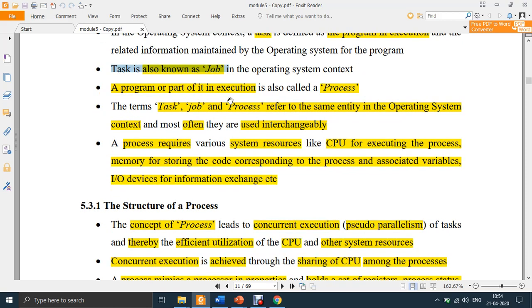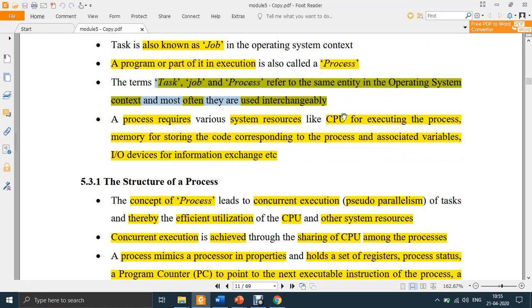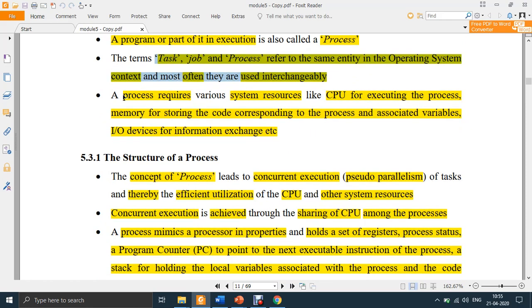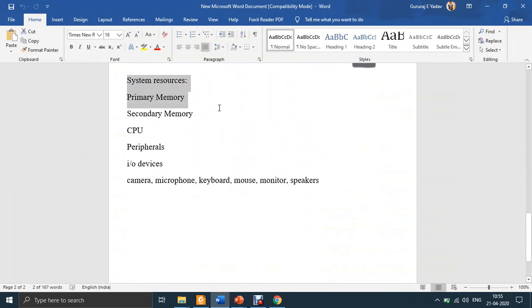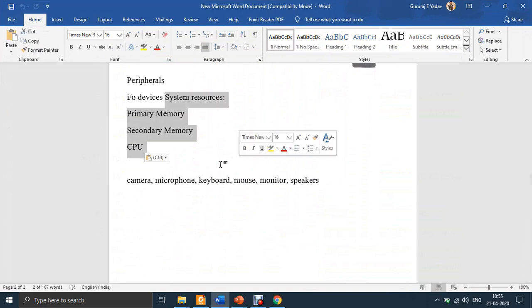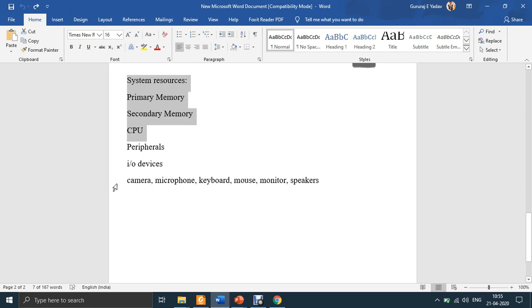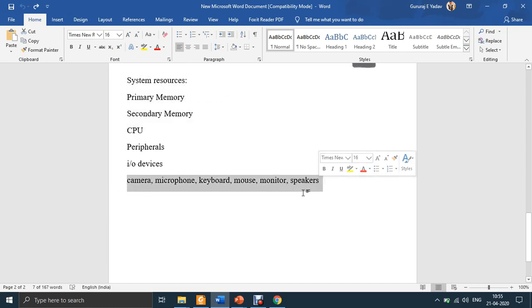A program or part of it in execution is called a process. So the terms task, job and process refer to the same entity and are used interchangeably. All three mean the same. A process requires various system resources. Which are the system resources? They can be primary memory, secondary memory, CPU, peripherals and IO devices. Hardware like the monitor, speaker and camera all come under resources.